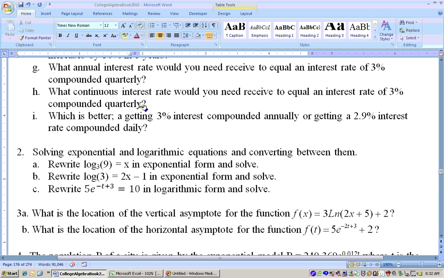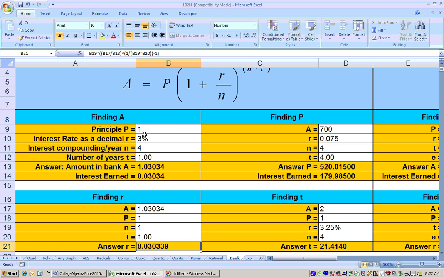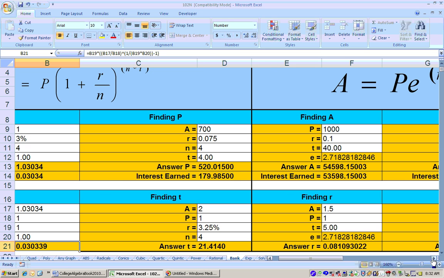Problem H says, what continuous interest rate would you need to receive to equal an interest rate of 3% compounded quarterly? Okay, 3% compounded quarterly, we did that right here already on the last problem. Now we're talking what continuous interest rate would we need, so we need to go over here to this area, and I'll type in equals, and I'll click this cell right over here. I think it's B13. Hit enter, so it puts that amount in here. $1 for 1 year, and it would only require an interest rate of 2.9%.